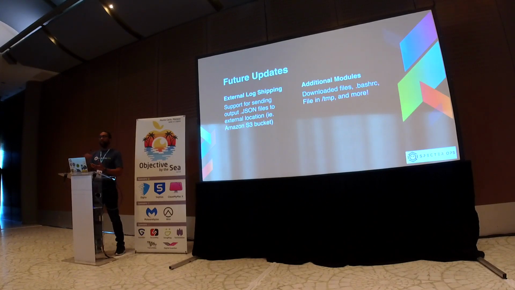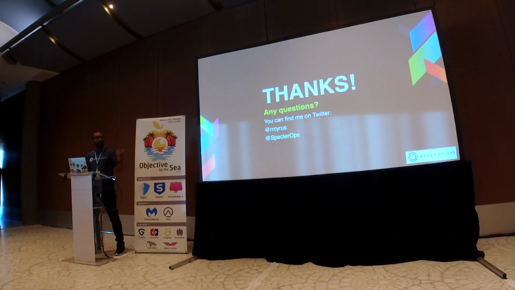After I ship it off to an S3 bucket, confirm that, and actually remove that JSON file from the system, right? And so from the S3 bucket, I could then send it to the SIEM solution on my end. And then also additional modules like downloaded files, which would be interesting, contents of like bash RC, files and temp, and basically anything that you want in there. If there's something that I missed, you could just do a pull request on GitHub and I'll gladly add it in there. And so that's it for me.